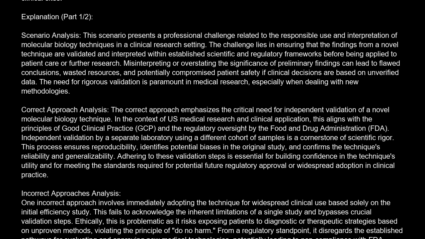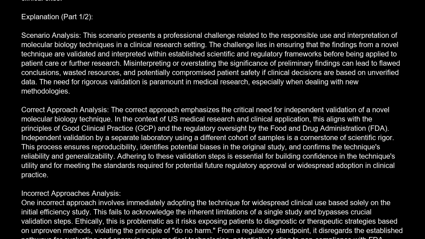The challenge lies in ensuring that the findings from a novel technique are validated and interpreted within established scientific and regulatory frameworks before being applied to patient care or further research. Misinterpreting or overstating the significance of preliminary findings can lead to flawed conclusions, wasted resources, and potentially compromised patient safety if clinical decisions are based on unverified data. The need for rigorous validation is paramount in medical research, especially when dealing with new methodologies.